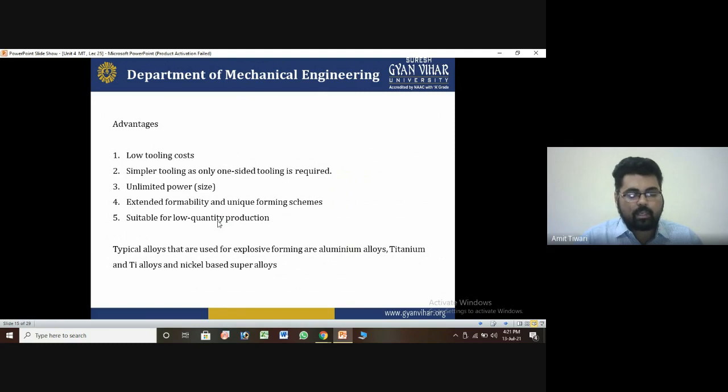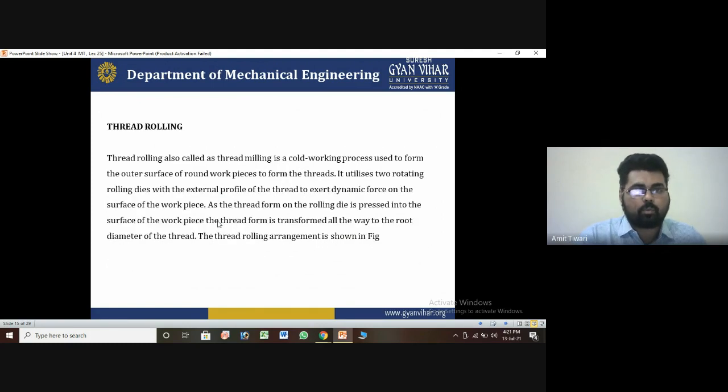Now, it is very popular for extended formability and a unique forming scheme. Extended formability means you can extend the form, and you can use it further after the application. That time the unique feature scheme will be adopted, because if you do not have the unique feature, then survival will be very tough, and you will have no idea how to make it popular and how to make it easily. This type of technique we use for that.